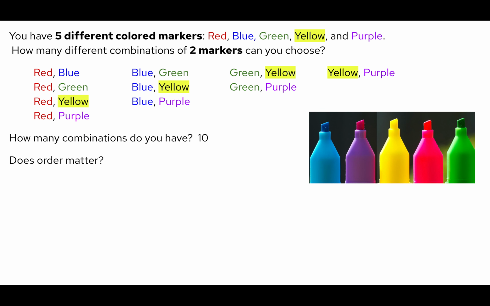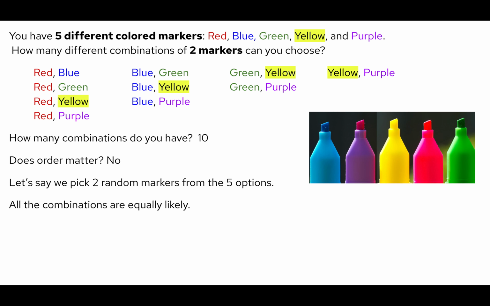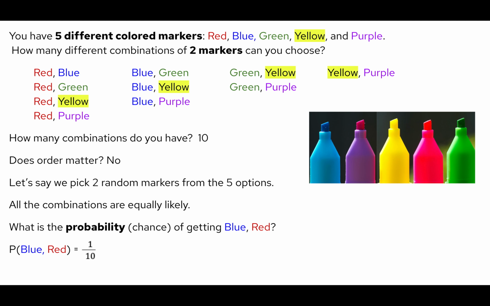Again, does the order matter? No. A blue and a green is the same as a green and a blue. So now let's say that we pick two random markers from the five options. Are all combinations equally likely? Well, what's the probability, or chance, of getting a blue and a red? So how many are blue and red? It looks like I just had this one, because blue and red is the same as red and blue. I have one that's like that. And how many total do we have? We have 10. So the probability is 1/10. Again, there's only one blue and red, and there's 10 possible combinations.